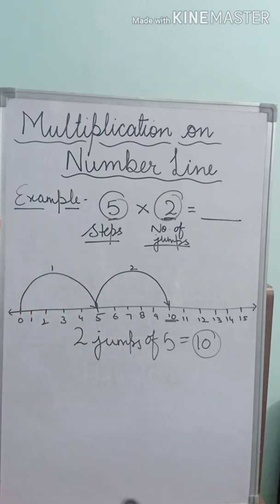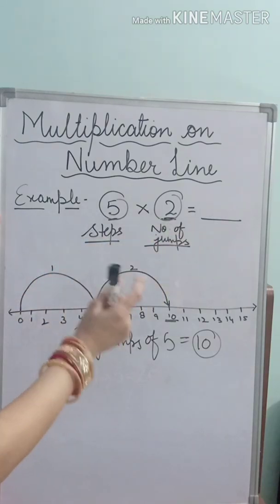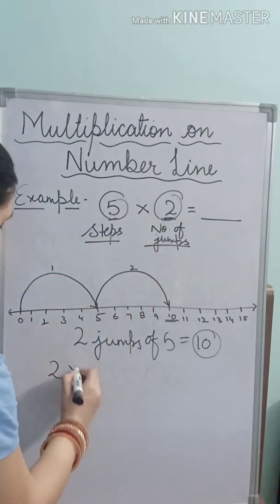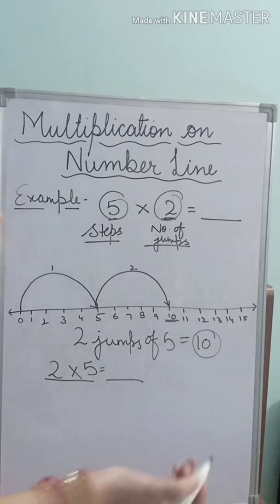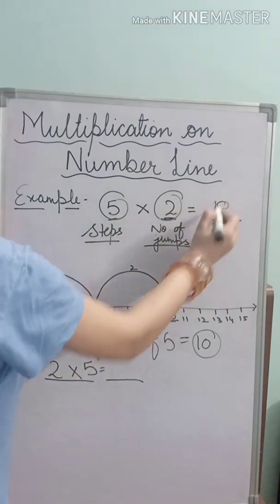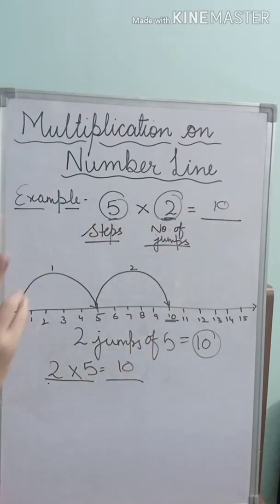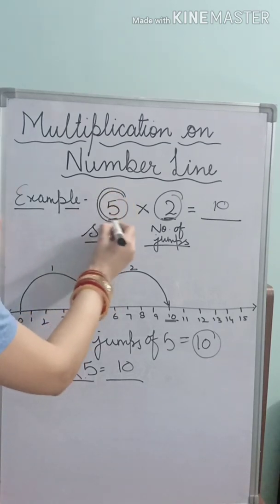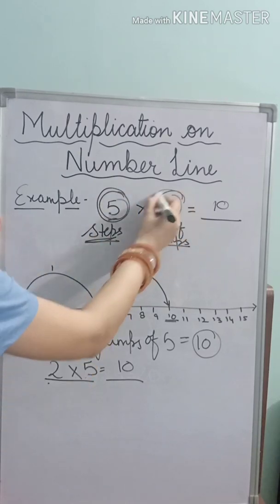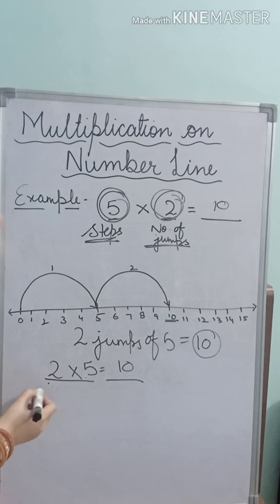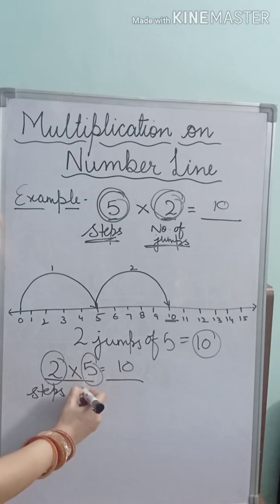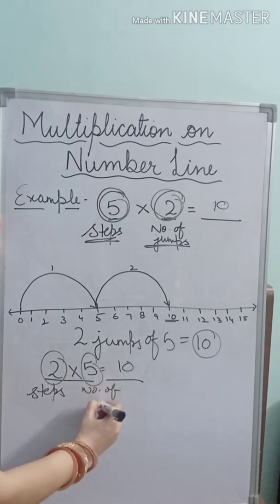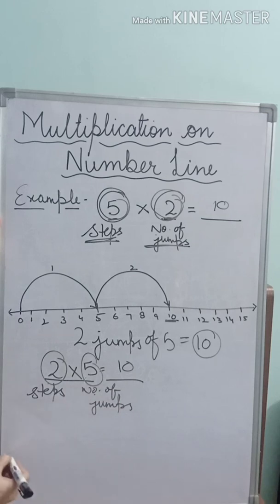I'll tell you one more thing. Here we have 5 into 2, and if we have 2 into 5, that means if you have to find out 2 multiplied by 5, you all know that 5 2s are 10 and 2 5s are also 10. But the number line will always be different, because here 5 was the steps and 2 was the number of jumps. But now here 2 is the steps and 5 is the number of jumps. So let's draw the number line.